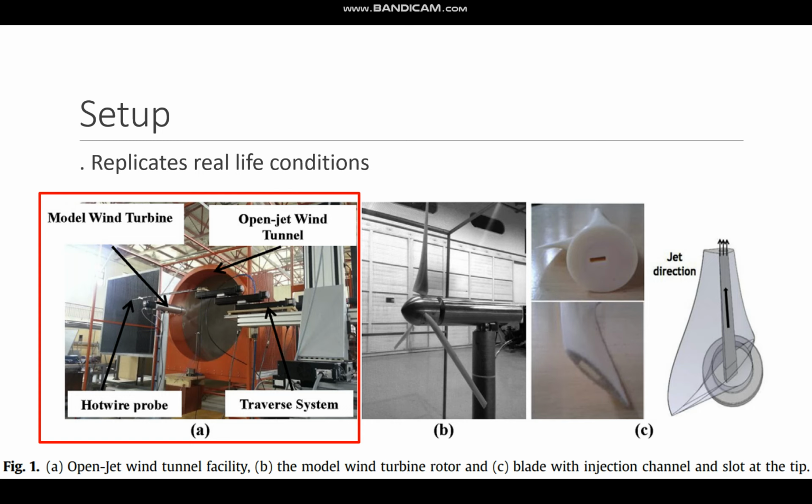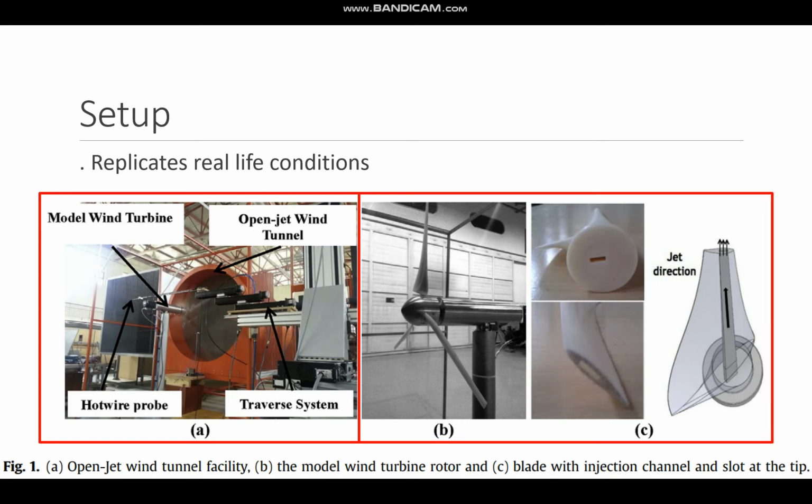The experiments were conducted in an open jet wind tunnel which aimed to replicate real-life wind conditions experienced by wind turbines. A model wind turbine was used which was prototyped for real-life systems. This can be seen in Figure 1A. The model was specifically designed to allow pressurized air to pass through and be injected from the tips while the rotor is rotating, which can be seen in Figure 1B.